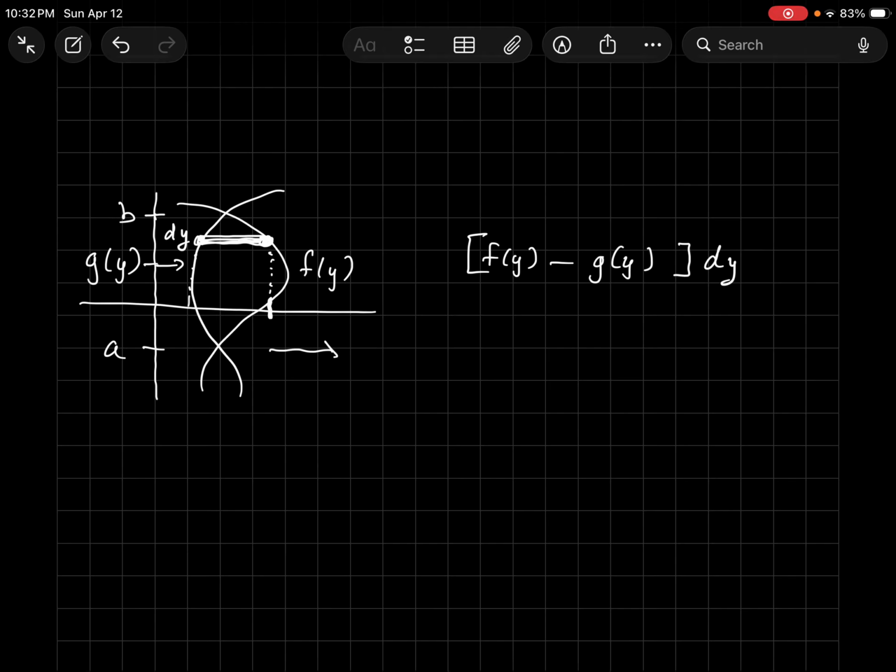And then to find the area, we're going to add all of these really small rectangles together, starting where? Well, down at this lower intersection point, y equals a, and stopping, as I keep making rectangles, but I stop way up here at the top intersection point, y equals b. Let's do a couple of really simple examples.